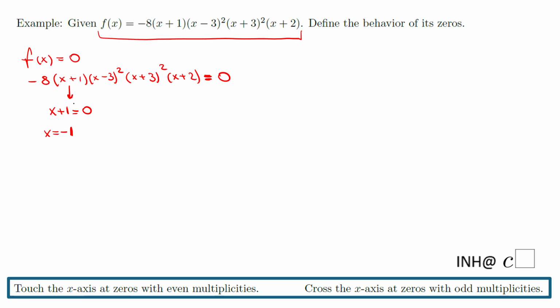Now let's take a look at something else. Here we have what we call an invisible 1, x plus 1 to the power of 1. So that tells us this one has a multiplicity of 1. And 1 is an odd number. Because 1 is an odd number, the multiplicity is odd, which tells us the behavior at that zero is crossing the x-axis.